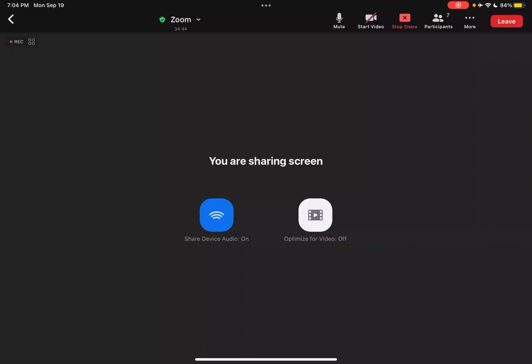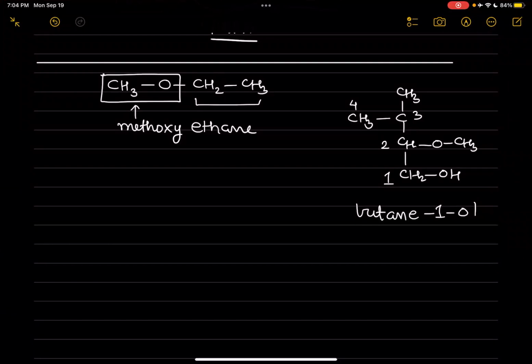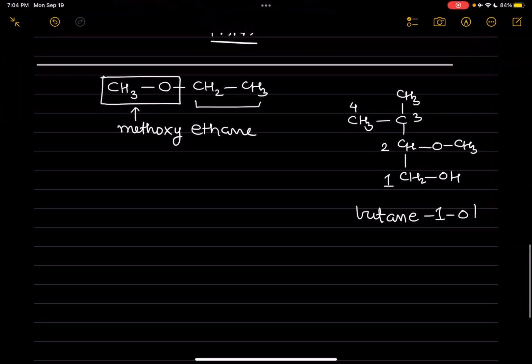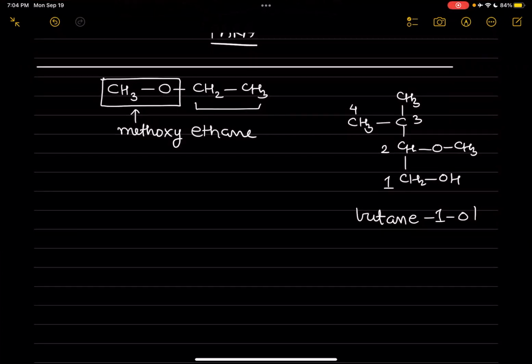Can you hear my voice? So what's the name? That's what we were discussing. Butane-1-ol is the name of the parent chain and the functional group, right? Sir, shouldn't it be 3-methyl butan-1-ol? Yeah, we have named up to this point. This portion we have named by telling butane-1-ol. So what about the remaining portion? 3-methyl. And what's there on the second position? Methoxy.